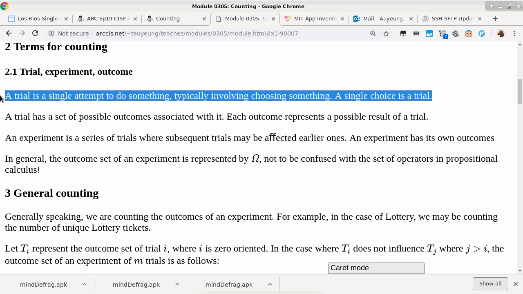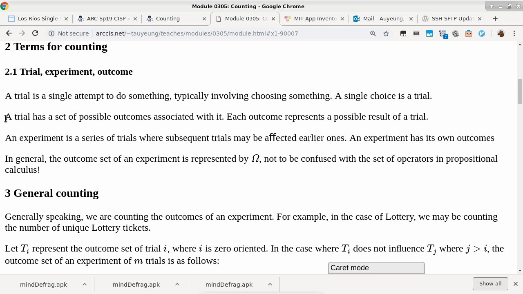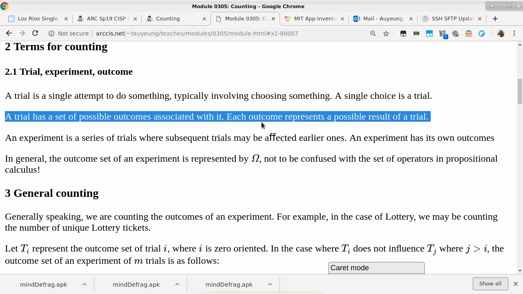The next paragraph talks about how a trial has possible outcomes associated with it, and each outcome represents a possible result of a trial. What does that mean? If a trial is flipping a coin, then there are 2 possible outcomes, head or tail. Or it lands on its side. Hopefully the edge of the coin is curved enough that it's going to have to fall down.